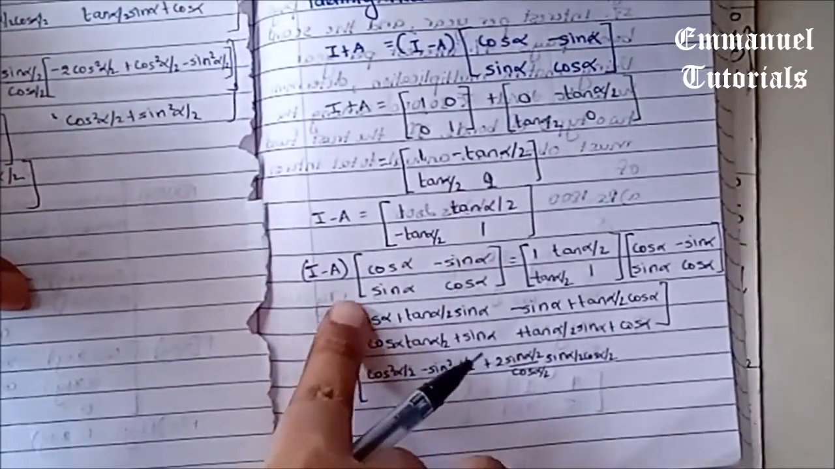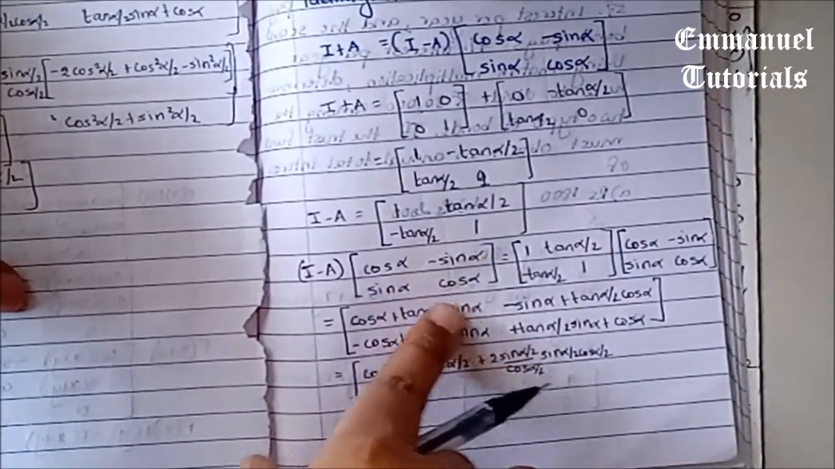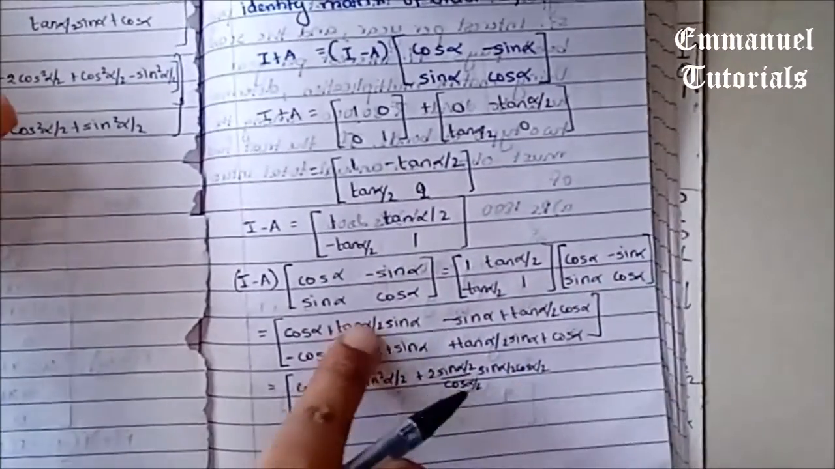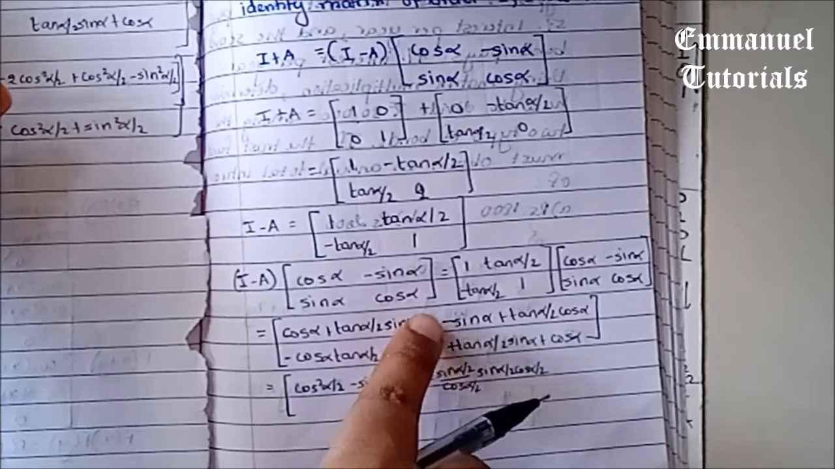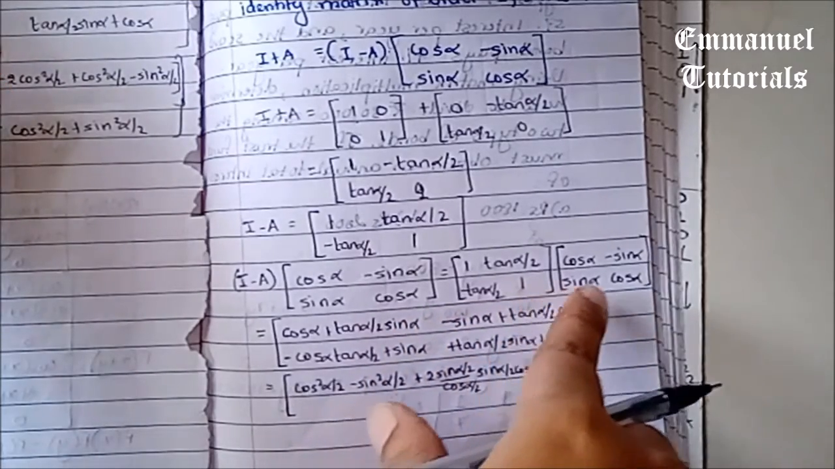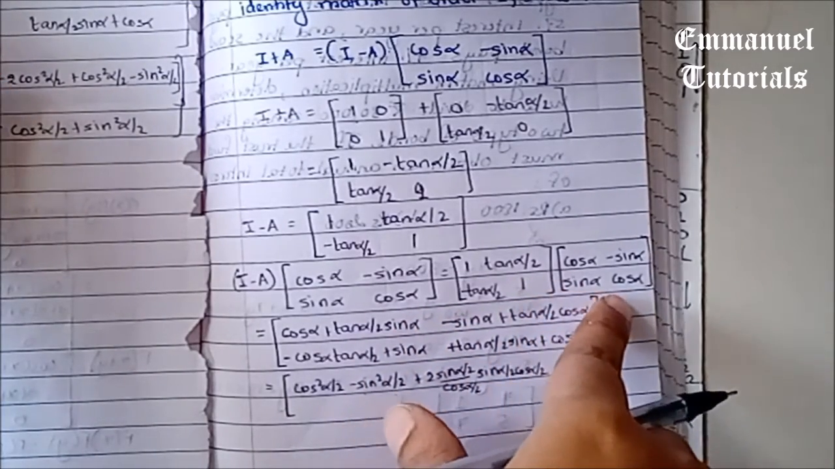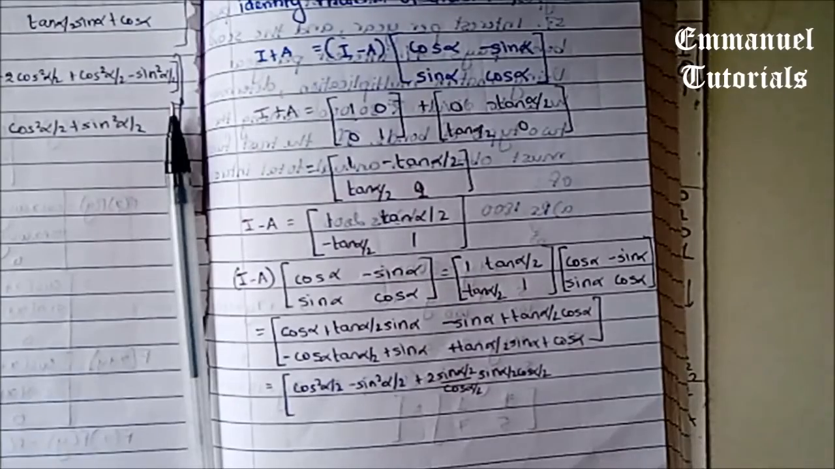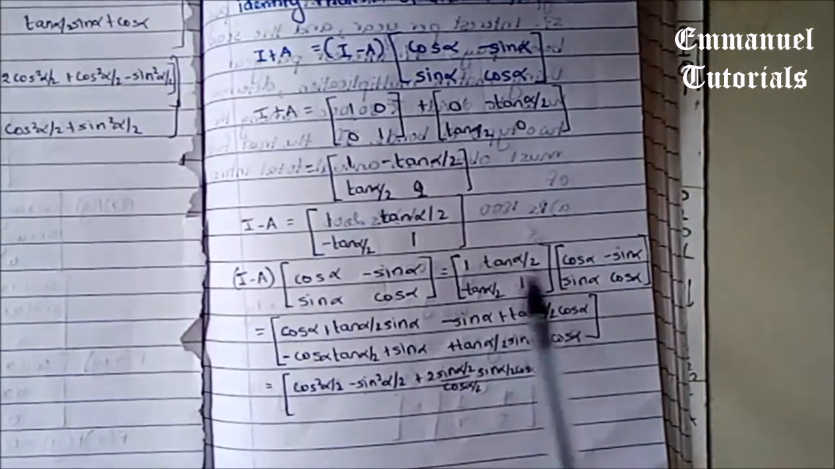Now I minus A into this matrix cos alpha, this whole matrix will be 1 tan alpha by 2, tan alpha by 2, 1, and cos alpha minus sin alpha and cos alpha. Now you have to multiply these two matrices. So let's start. Now first row into first column.